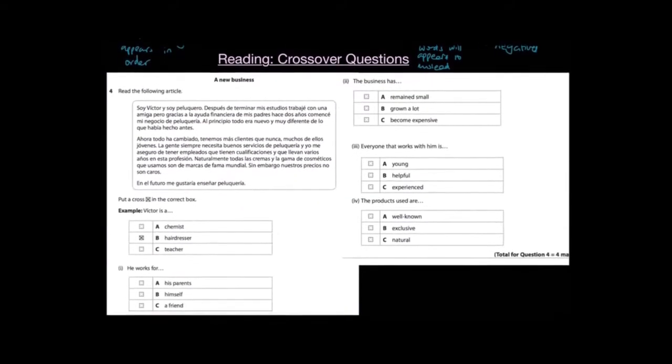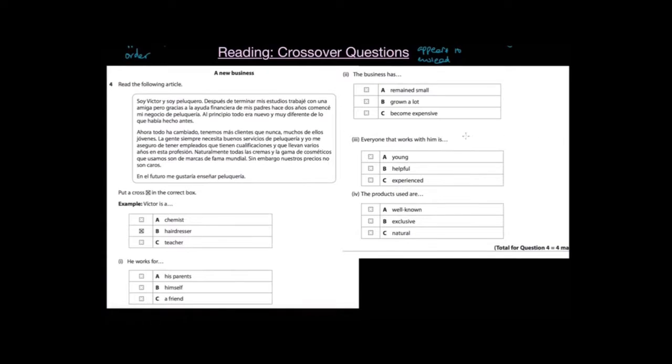So let's start looking at the question. The question is called a new business. So important to read the title, a new business. So this is going to be about work, employment, having a business, running a business. So expect to find vocabulary on that topic. And then obviously you have to read the article and then answer the question. So we're going to start by looking at the questions and trying to go through what the vocabulary, what the words would be in Spanish, even though we might not find them as they are in the text.